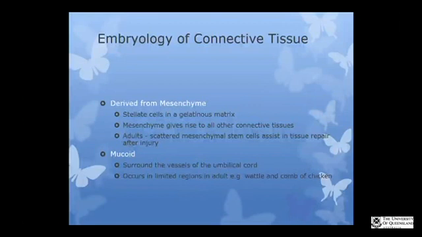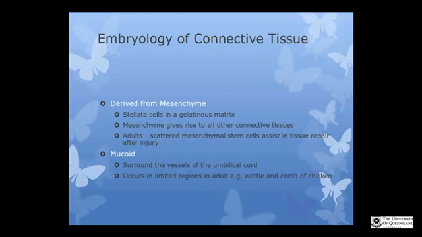So derived from the mesoderm, from mesenchyme, you get stellate cells. Stellate. Anyone got any idea what shape a stellate is? Oh, I just told you. Duh. A star-like cell in a jelly. That's how it starts out.